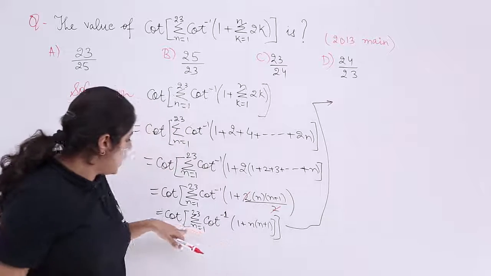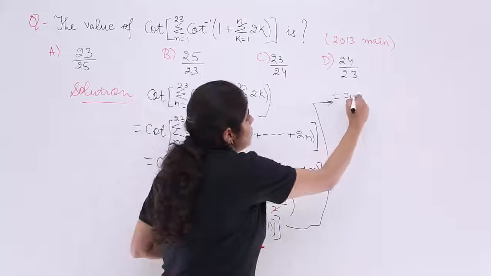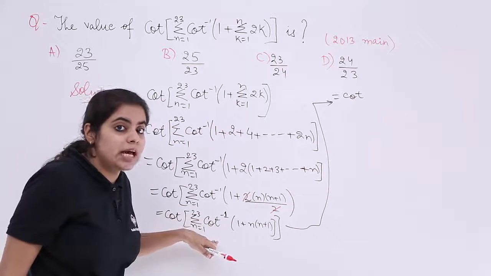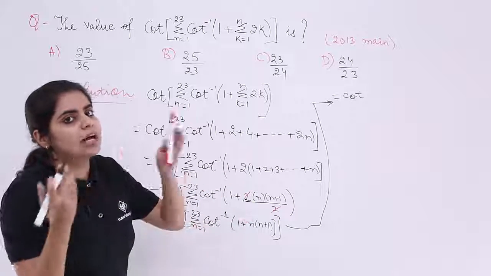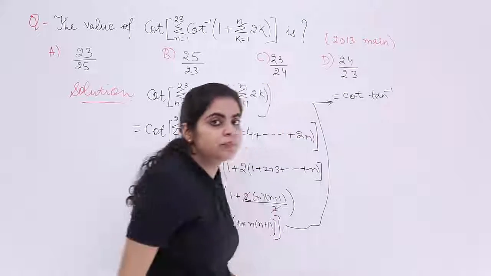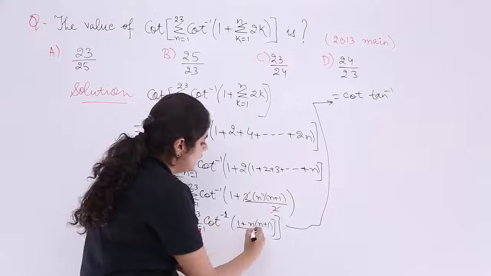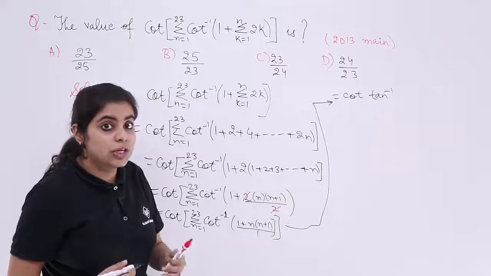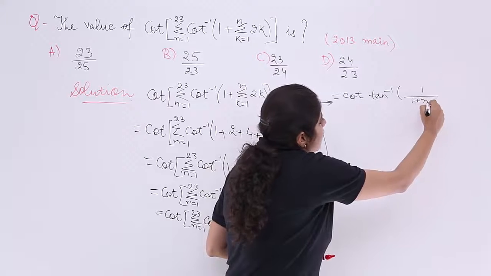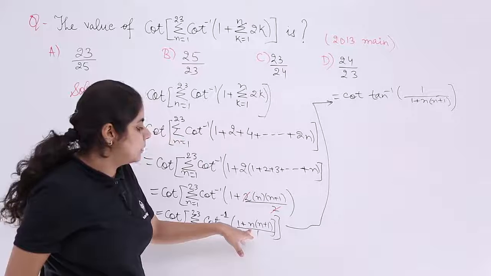Right. Now I have this as cot inverse. Cot does not change, outside it is cot only. So it is cot. Inside it becomes tan inverse. If it becomes tan inverse, whatever is in the numerator will come in the denominator. So it is tan inverse this time. Numerator was this, and what was the denominator? Denominator was 1. Now things are going to change. What is the numerator? Now numerator is 1. What is the denominator? It is 1 plus n into n plus 1.